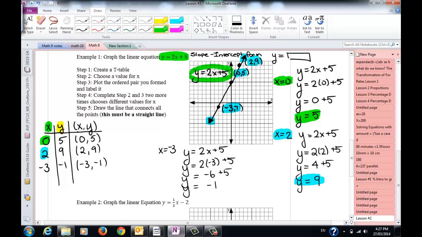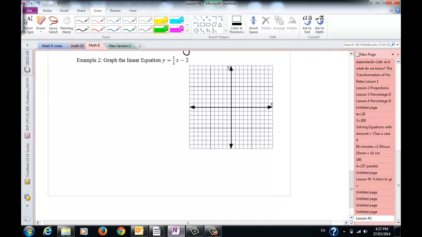All right, let's do another one. We're following the same steps. So you have the steps in front of you. Step 1 was to create a t-table. Now I'm going to extend my t-table a little bit so I can put my coordinate on here too. It just helps you a little bit. Alright, we're going to choose a point.